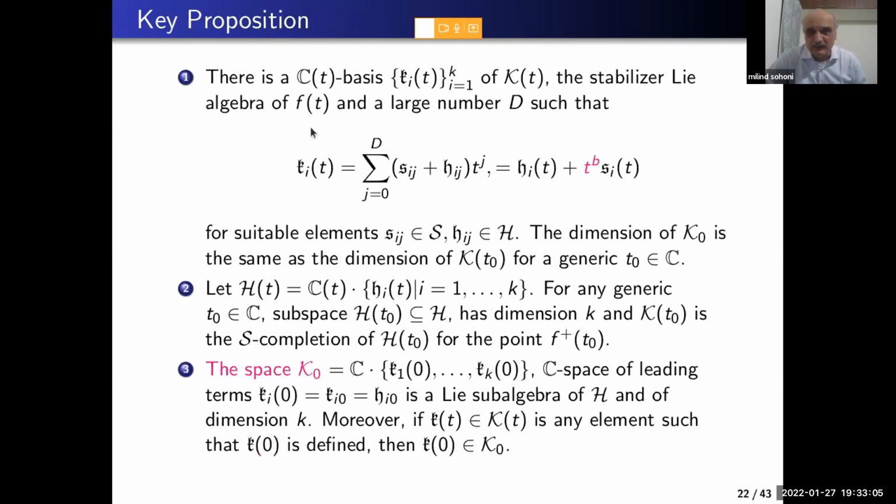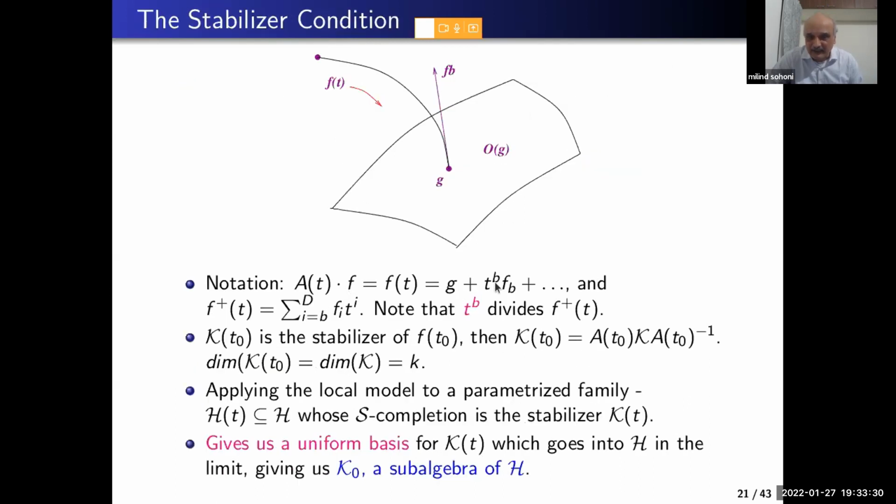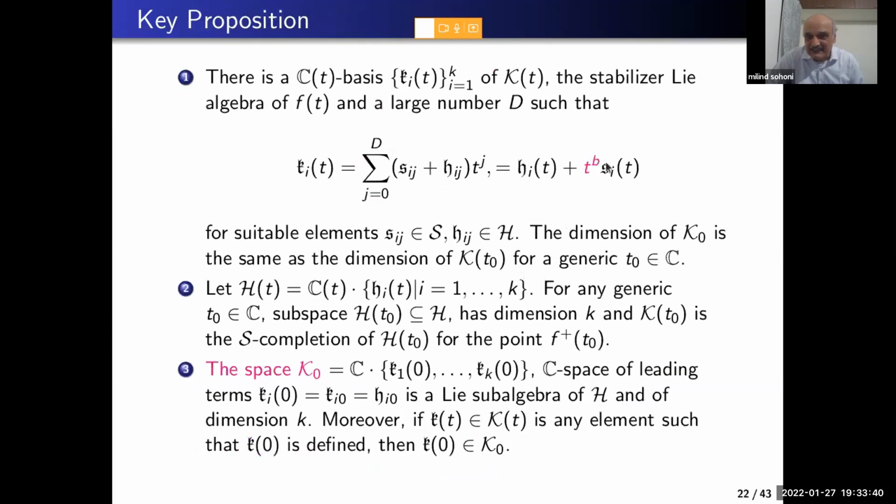So here are the key propositions. Given this KT, the stabilizer of an intermediate point, I can produce a basis K1, K2, up to KIT, which is a polynomial basis, where the coefficients are in H and in S, and the coefficients in S, the complement, have a bigger power, T to the B. This T to the B really comes from here. Remember that this is the point X, this is the point Y, and this is N, and N has an associated power T, and that is seen by this S completion.